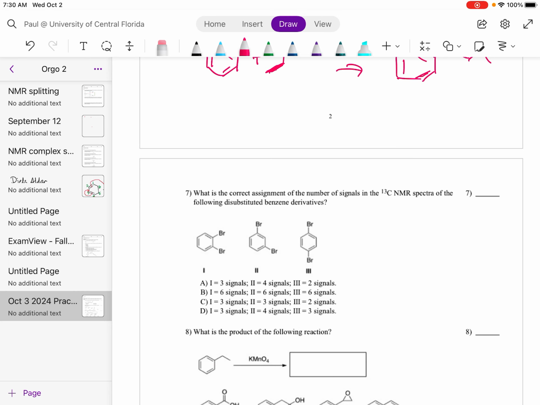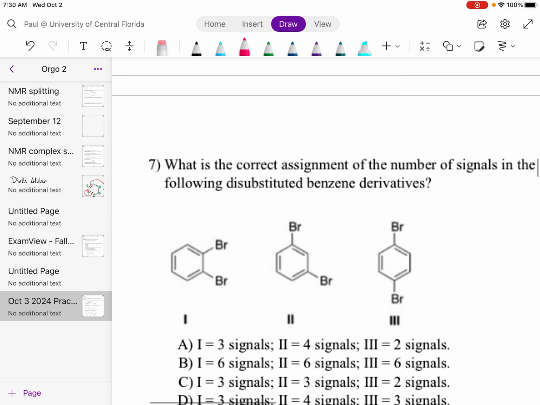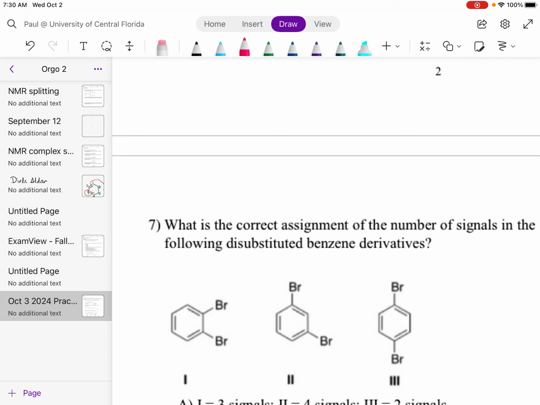Okay, number 7, carbon 13 NMR. Just have to find our equivalent carbons here. So without looking at the answers, just looking at how many signals would you predict? Well, I see a plane of symmetry right here. So those carbons have to be equivalent, B, B, C, C. So that one has a total of 3 signals.